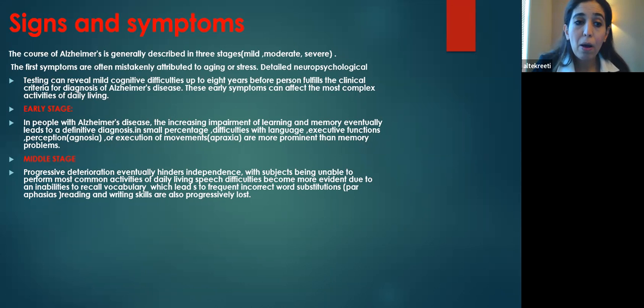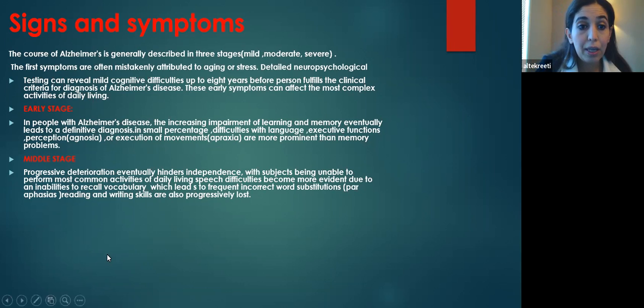So we're going to talk about the early stage, middle stage, and the severe stage. The patient with Alzheimer's at the beginning has increasing impairment of learning and memory, eventually leading to the definitive diagnosis. The patient has difficulty with language and perception, which means agnosia, and difficulty with movement, apraxia, and then the patient at the end feels he has a memory problem.